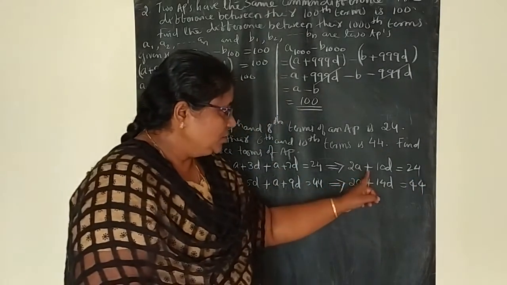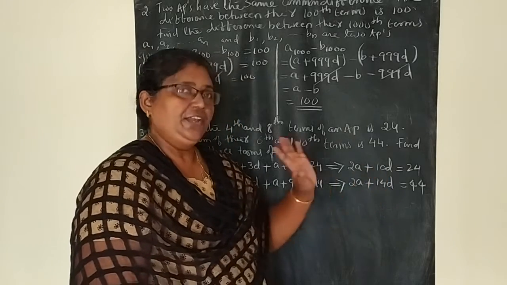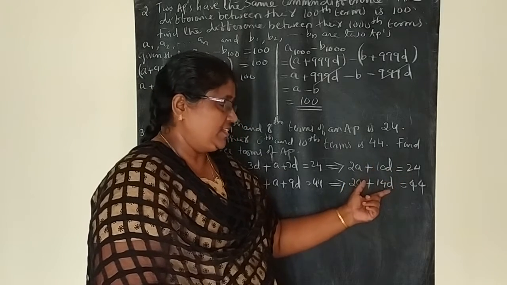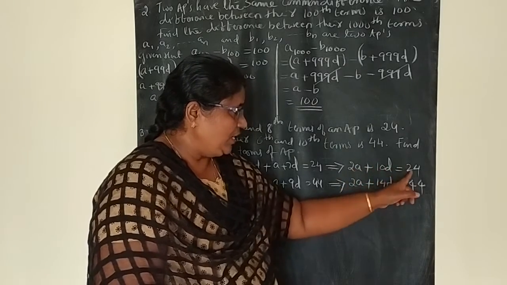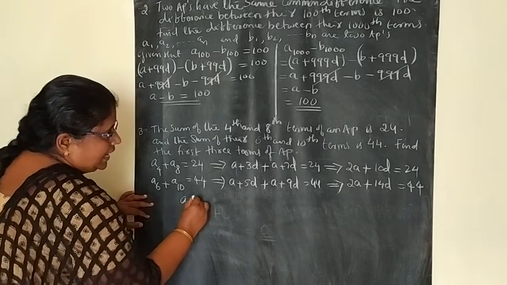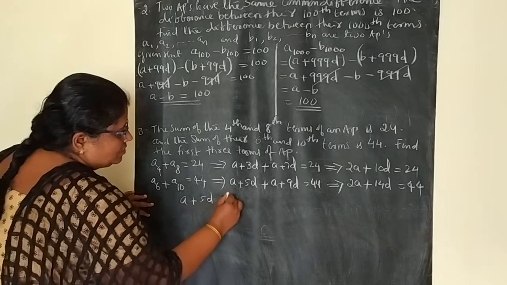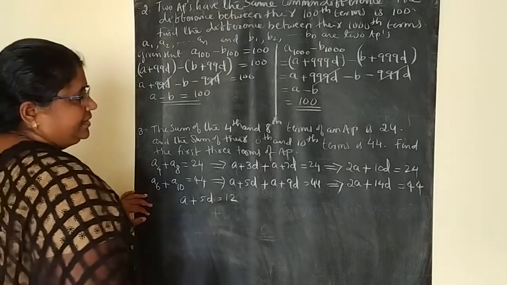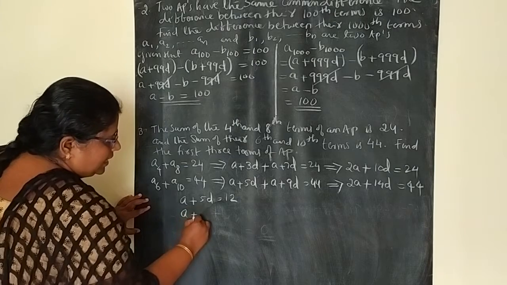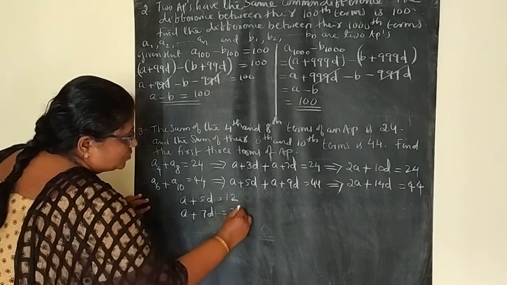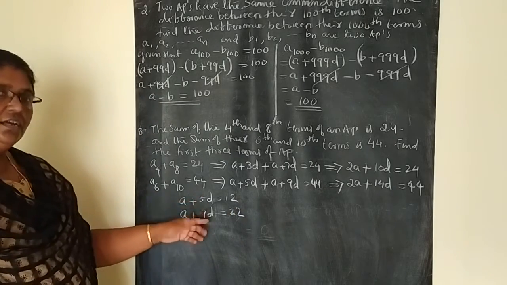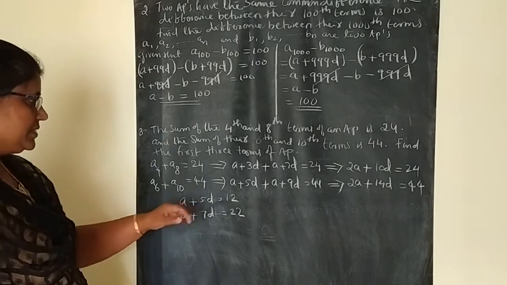Okay, so we got 2 linear equations in A and d. But we can simplify these 2 linear equations nicely. Why? Here 2, here 2, here 2. In all 3 terms, 2 is common. So we can write A plus 5d is equal to 12. We cancelled 2. In the second equation again 2 is common, so we can write A plus 7d is equal to 22. Divide by 2. So these are linear equations in 2 variables A and d.